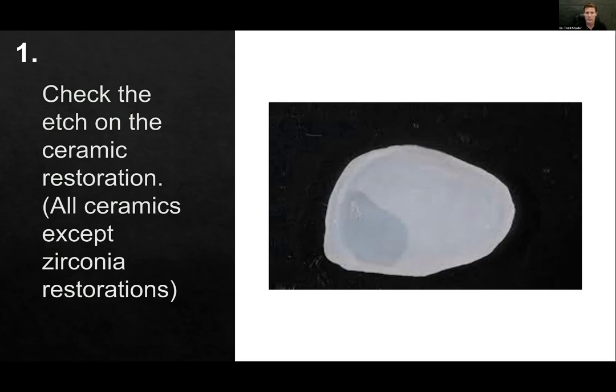Now, you want to make sure really just along those edges, it's frosty, because usually they'll do a good job everywhere else. But if it's not frosty all the way out to the edge, you're going to need to etch that. Now, the only exception being if you're using zirconia. So if you're using feldspathic porcelains, lucite-based, lithium disilicates, all of those you want to etch.